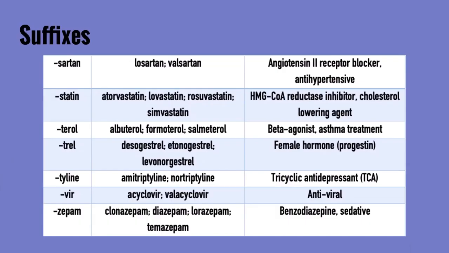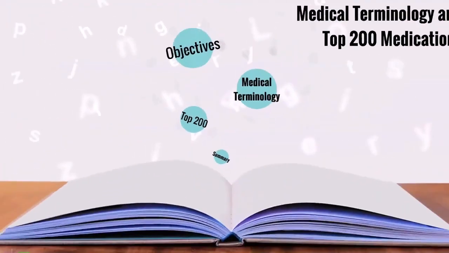Tylene, so amitriptyline, nortriptyline, are going to be tricyclic antidepressants. If it has vir at the end, so acyclovir or valcyclovir, it's going to be an antiviral. I think that's one of the easiest ones to remember because VIR is the exact same as a virus, so pretty easy one there. Zepam, so clonazepam, diazepam, lorazepam, and temazepam is a benzodiazepine and a sedative.